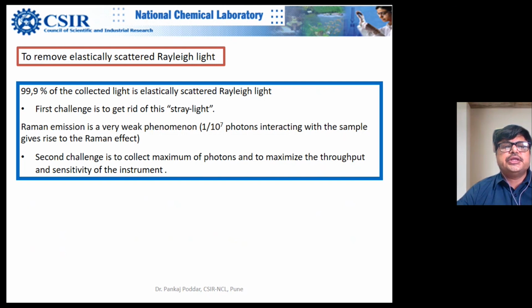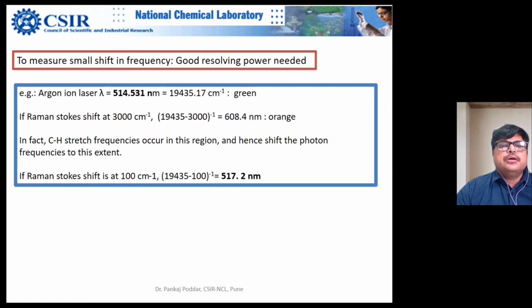So it's a big challenge actually to remove elastically scattered light, because 99.9% of the collected light is essentially elastically scattered light. It is actually stray light you would like to remove, which we have already discussed: 1 out of 10 billion photons, sorry, 10 million photons, is Raman scattered. Now the second challenge is you need a very good resolving power.